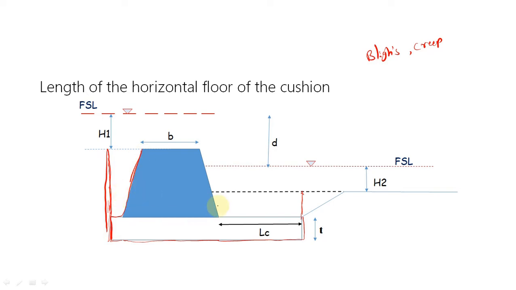And the thickness of the floor. The thickness of the floor is designed based on the uplift pressure. Whenever there is seepage under the structure, the seepage water will apply some uplift force on the structure. So this solid apron, the floor for the drop, must have a certain thickness so that it can resist the uplift pressure caused by the water.